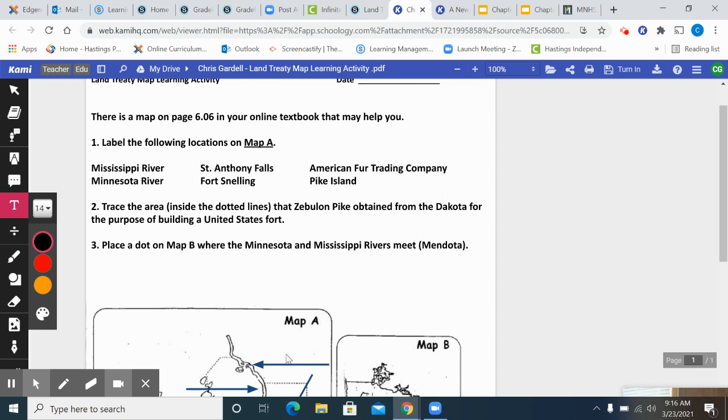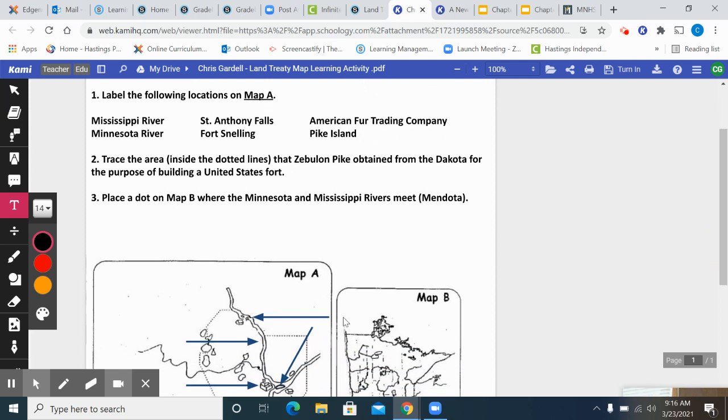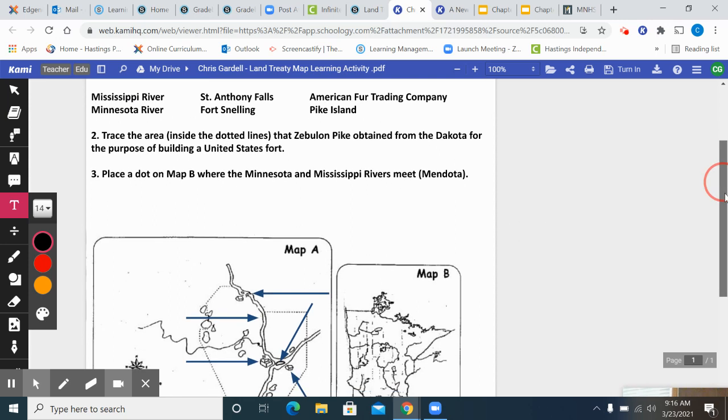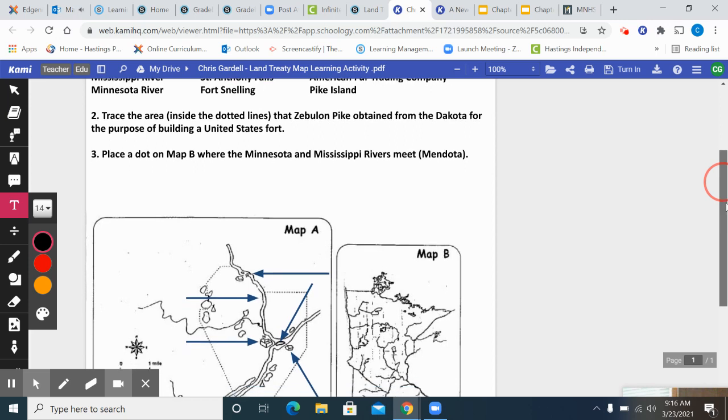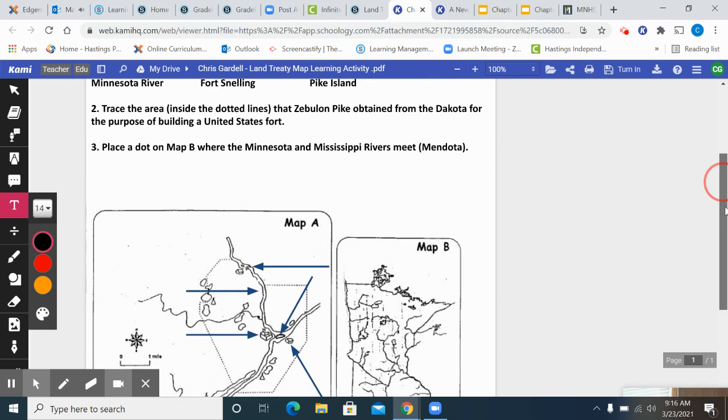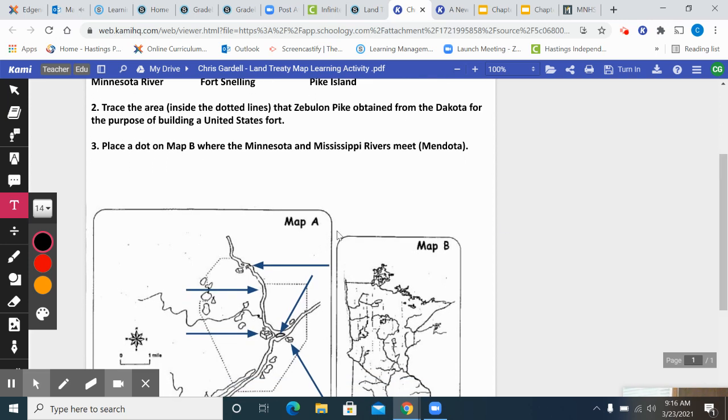But make sure that you spell it correctly and make sure you capitalize things correctly. In other words, if you believe that this location right here is the Mississippi River, then make sure you capitalize the M and the R in Mississippi River. Then, number 2, it says trace the area inside the dotted lines that Zebulon Pike obtained from the Dakota and Ojibwe. What I'm going to ask you to do is to simply do the following.